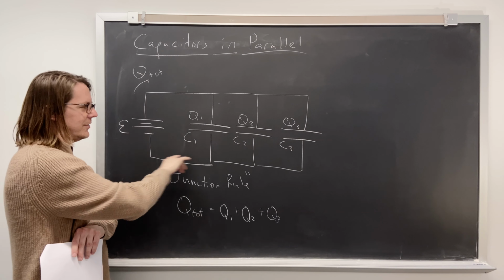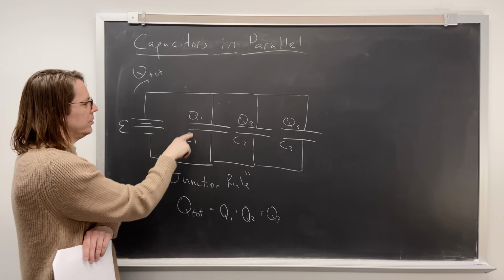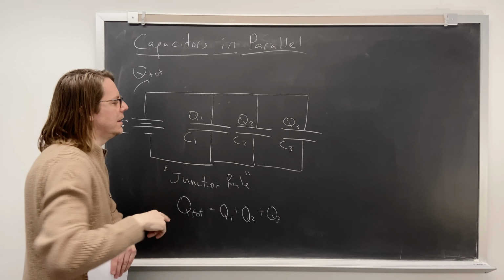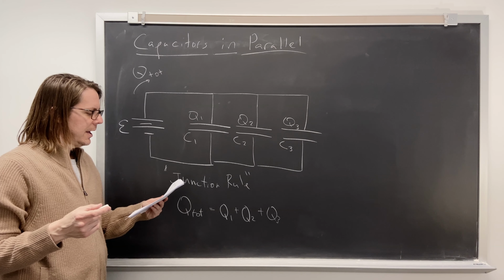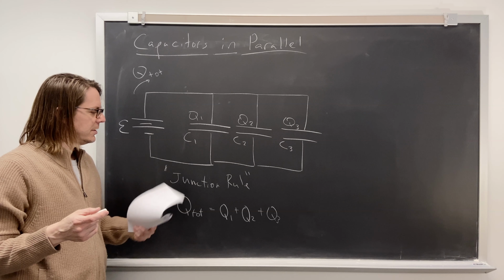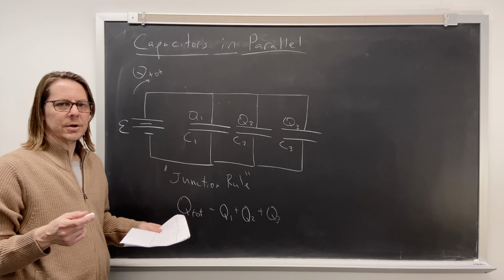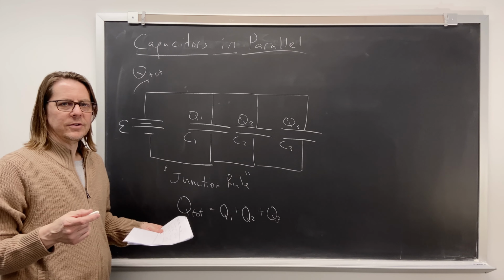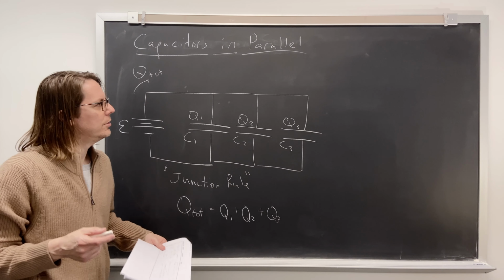And on this side, the same thing happens. You get your negative Q coming out, negative Q total, negative Q1, negative Q2, negative Q3. All right, so we have that. And basically we can just substitute in what Q is equal to, right? It's equal to the capacitance of each one times the potential difference across each one. So let's just do that real quick.